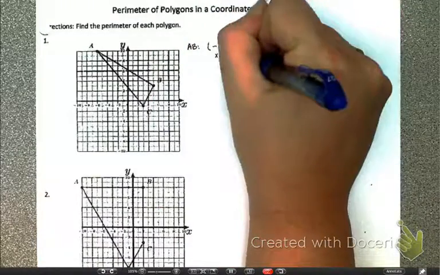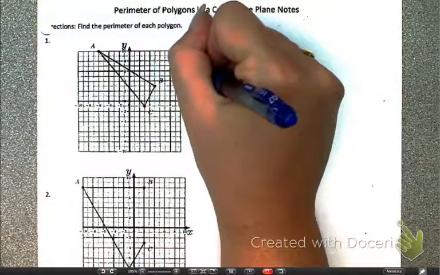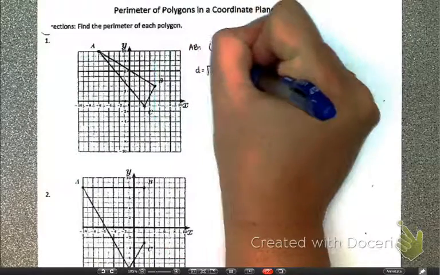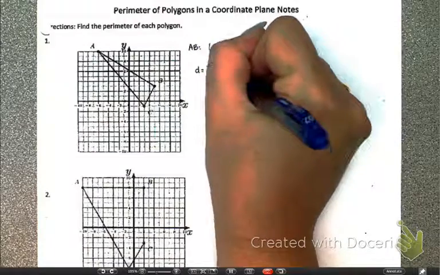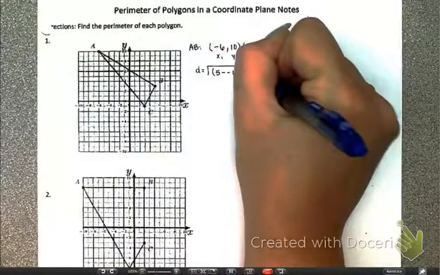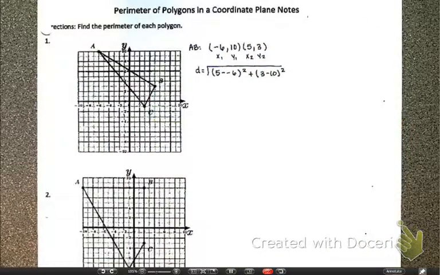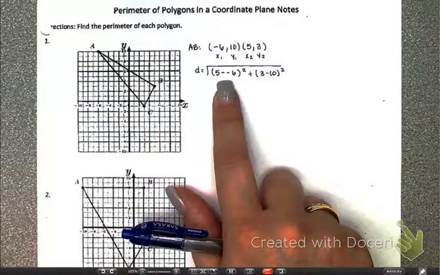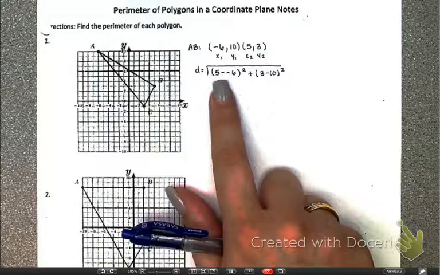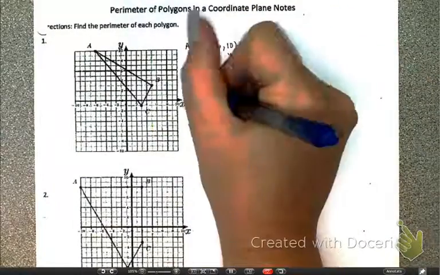X1, Y1, X2, Y2. So distance equals the square root of 5 minus -6 squared plus 3 minus 10 squared. What happens here? What's 5 minus a -6? So it becomes 5 plus 6, which is 11, and 11 squared.